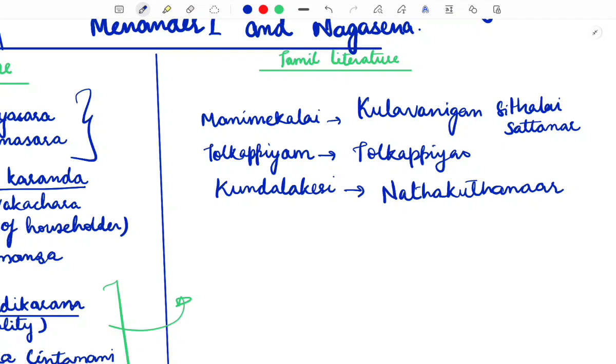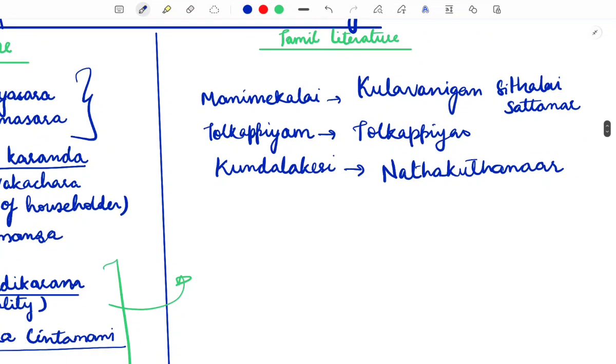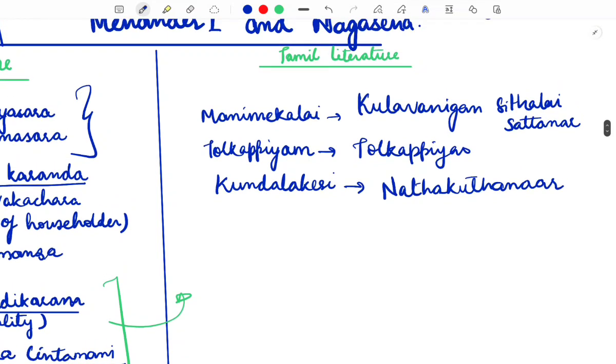Okay, and if you already know the differences between Akam and Puram, and you are familiar with the Bhakti movement in South India, and the poetries which were compiled by the Alvars and Nayanars, so you can just use your peripheral knowledge, and by using it you can eliminate the options while you are solving the paper in the exam.